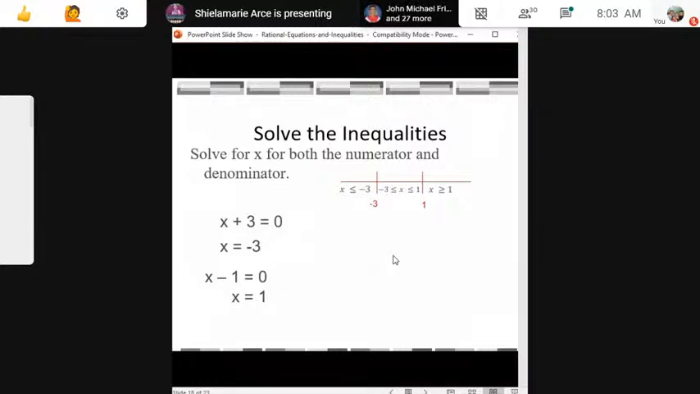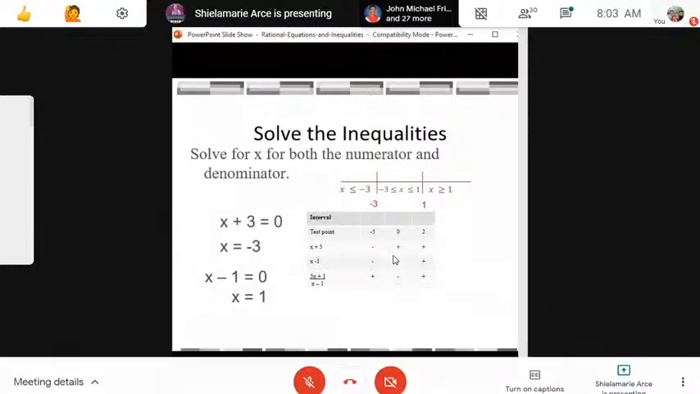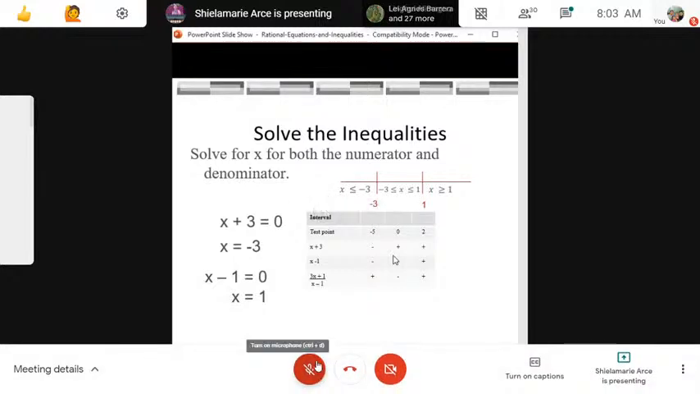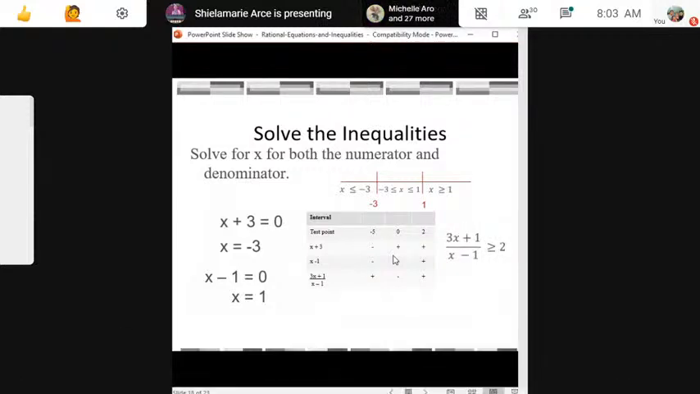Okay? So dito, ang gagamitin ko na lang ay sign analysis, ha? Hindi ko na ipapakita yung values. Sign analysis yung ginamit ko. So pumili lang ako ng mga values, kinuha ko yung sign ng numerator and denominator, and then kapag dinivide, ano yung magiging sign nila. Okay po? So remember ng ating inequality ay ganyan. So ibig sabihin, ano dapat ang makukuha nating values na greater than or equal to 2?